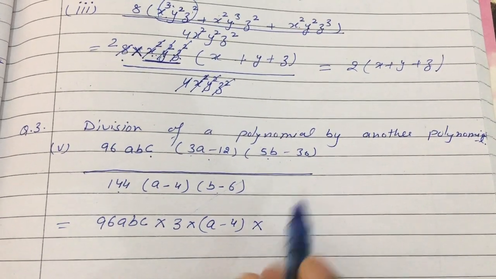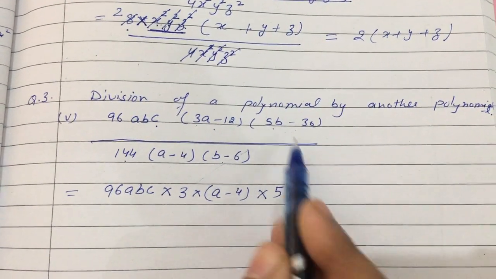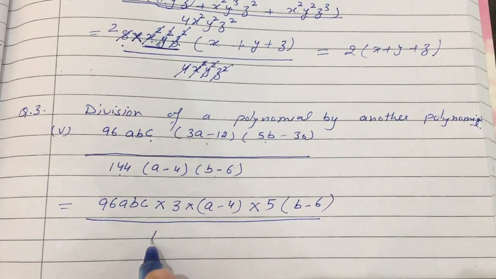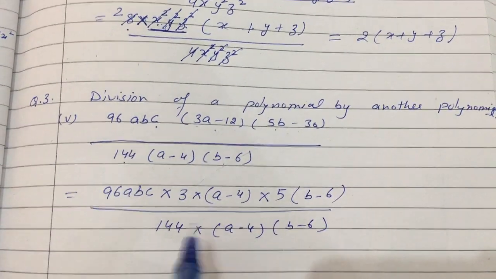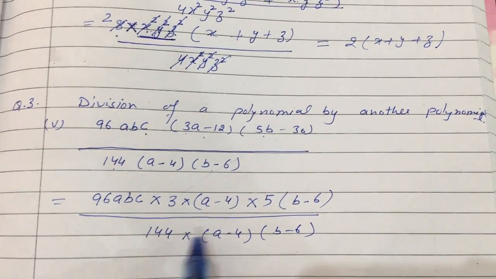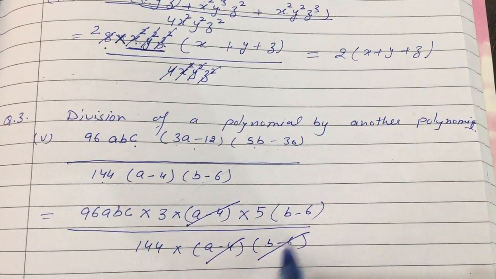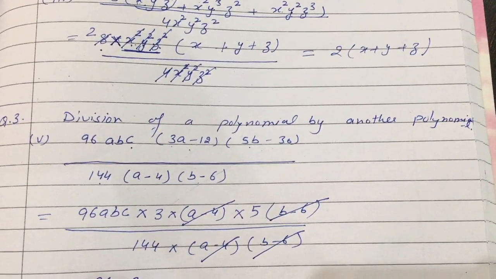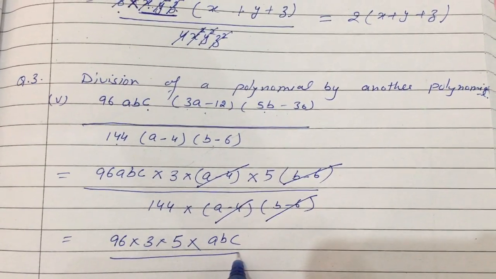From this, what can we take common? 5. It will be in the form of multiplication as we are taking common. So what will be left? b minus 6. In the denominator, we have 144 into a minus 4, b minus 6. When we divide, the same bracket will be cancelled. You cannot cancel that 144 with 4 like this. So if we have the binomial, the same bracket will be cancelled. So we will cancel it. So we are left here with 96 multiply 3 multiply 5 multiply ABC divided by 144.